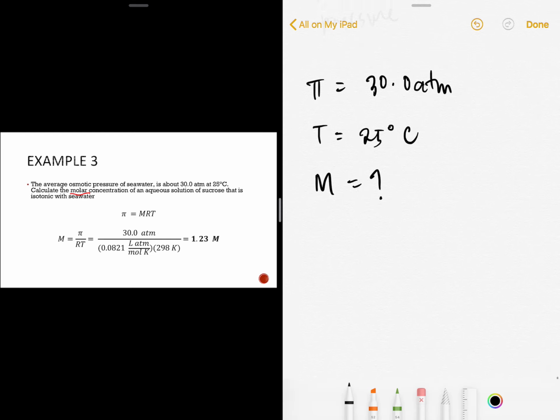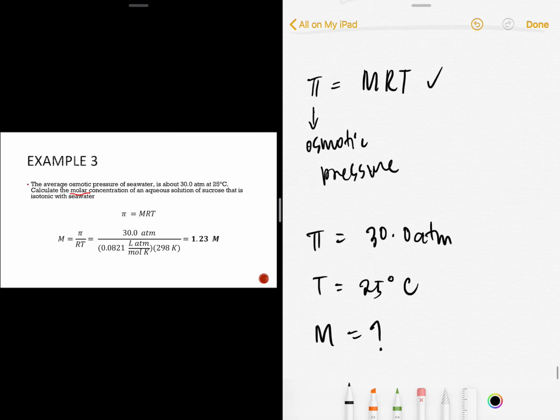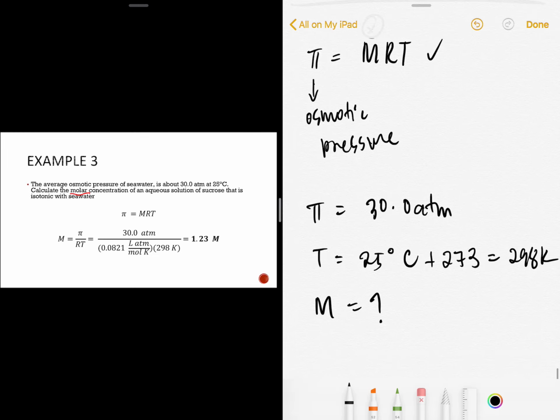Now, if you look at this formula, actually all the terms you need are there. What is missing is the molarity; you have the osmotic pressure and the temperature. The temperature you just convert to Kelvin, so plus 273. If you use 273.15, it's okay, the discrepancy is small. So 25 plus 273 is 298 Kelvin.